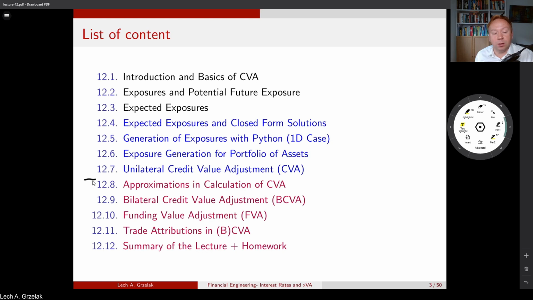In this block, we will start with certain approximations which are considered market standard for estimating CVA. And this also has to do with the so-called wrong way risk. In the second point of this lecture, we will discuss BCVA. BCVA addresses the problem of so-called symmetry.